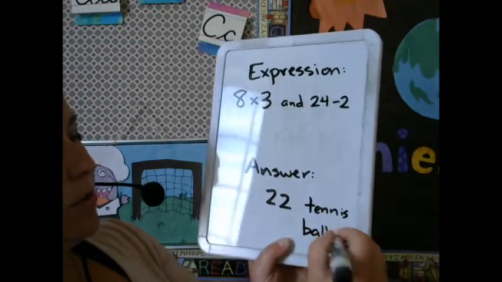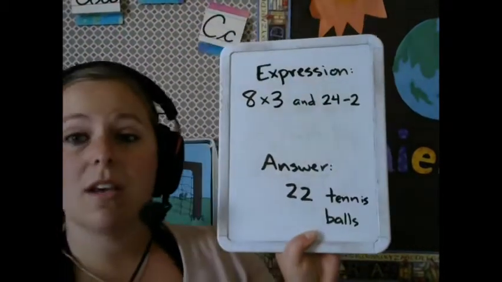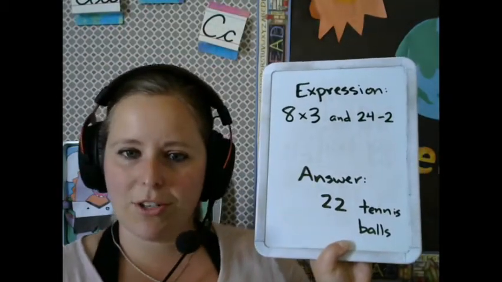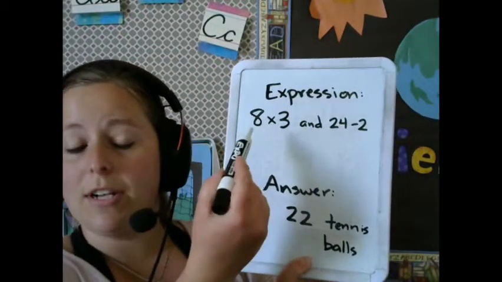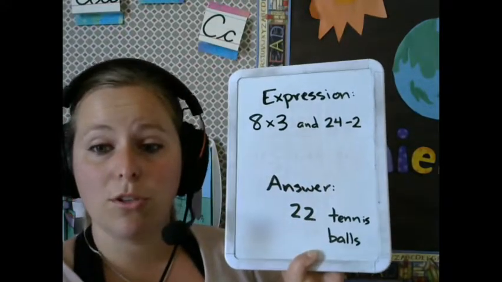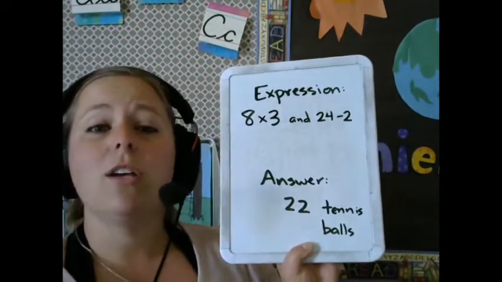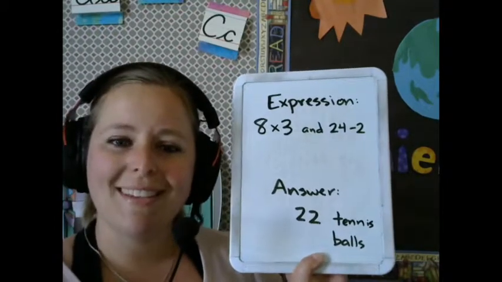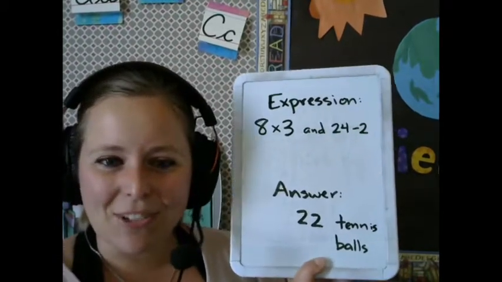Remember, we want to label. So 22 tennis balls. Number 1, this is your answer. You can see that I have two different math problems I'm doing: 8 times 3, 24 minus 2, and then we get our answer for that. You have to do both of the problems in order to get the correct answer, right?